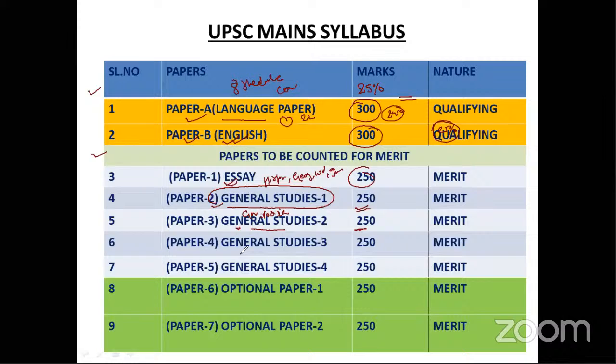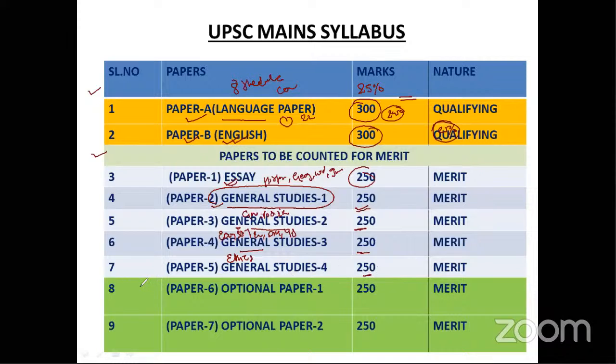Paper 4, known by the name general studies 3, covers economy, science and technology, environment, disaster management, and internal security. So 4 to 5 subjects will be a part of general studies 3, and that will be 250 marks. Then paper 5, known as general studies 4. This is the ethics paper: ethics, aptitude and integrity. This will again be 250 marks.